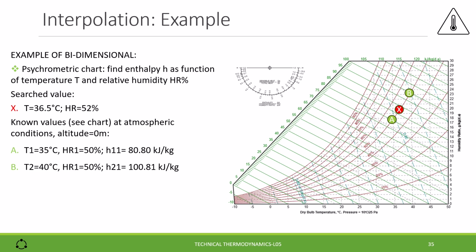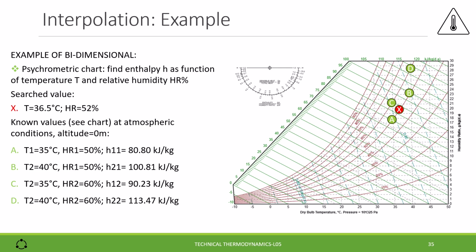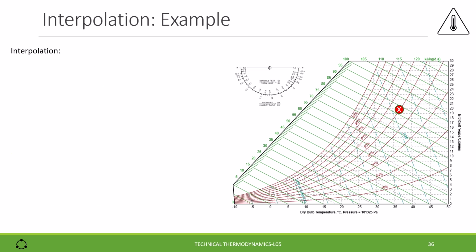Point B, temperature 40 degrees, humidity 50%, enthalpy 100.81 kJ per kilogram. Point C, temperature 35 degrees, humidity 60%, enthalpy 90.23 kJ per kilogram. Point D, temperature 40 degrees, humidity 60%, enthalpy 113.47 kJ per kilogram.